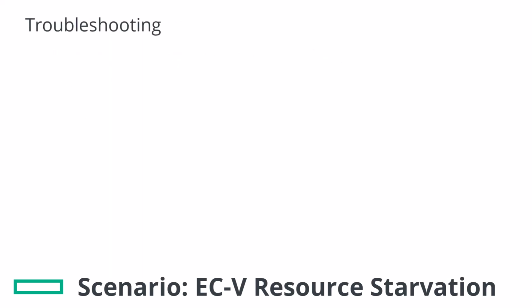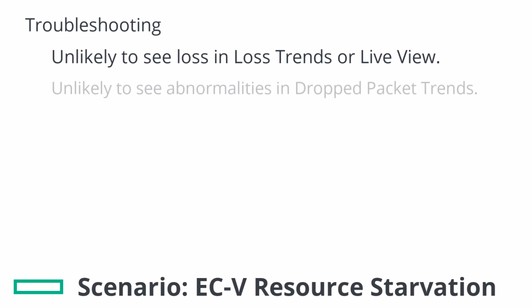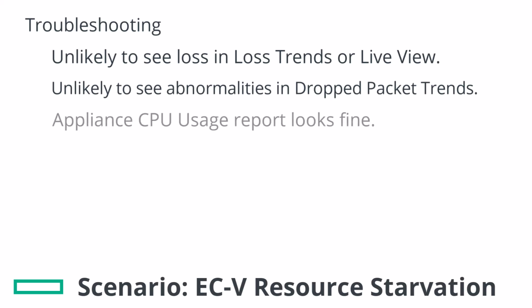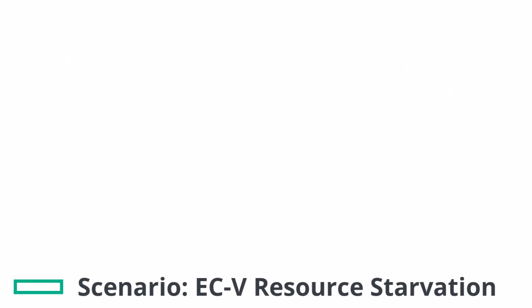If you examine the orchestrator reports, you will not see any tunnel loss above anything that may be usual. The internal drop trends graph will also report clean, or at the very least nothing that deviates from baseline readings. Even the appliance CPU usage report will appear to just report lower CPU utilization. However, you may note that the appliance UI is sluggish.